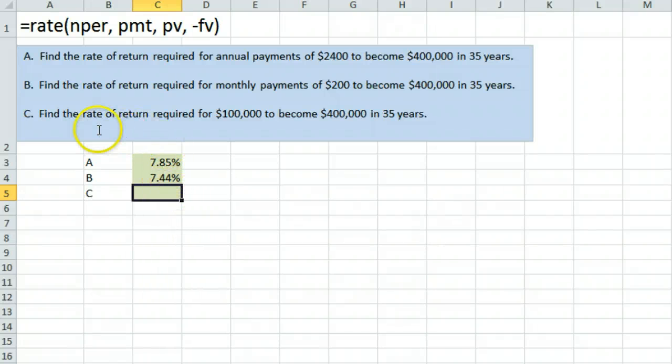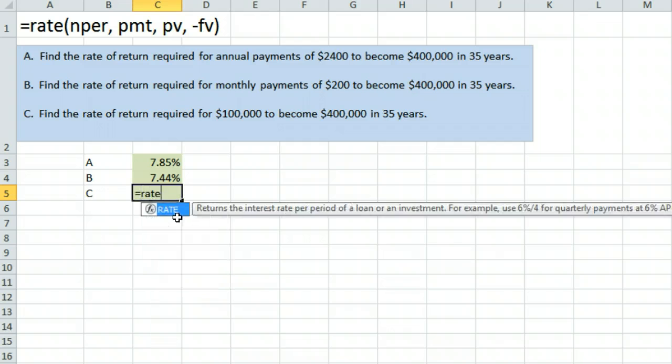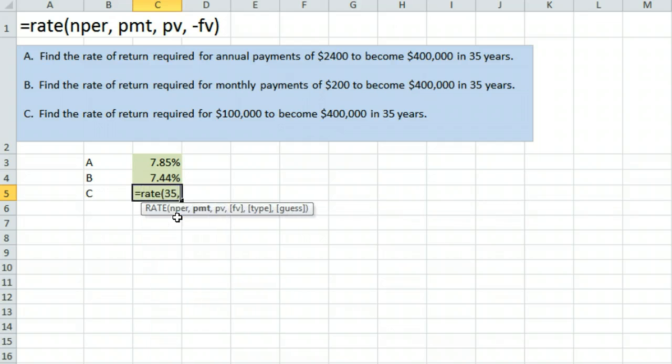In the third example, we are not making periodic deposits, but we do have a starting value of $100,000, and we want to turn it into $400,000 in 35 years. We use equals rate. We have 35 years. We are not making periodic deposits. We are starting with a present value of $100,000, and we need $400,000 in the future. This shows that we need a 4.04% return to turn $100,000 into $400,000 in 35 years.